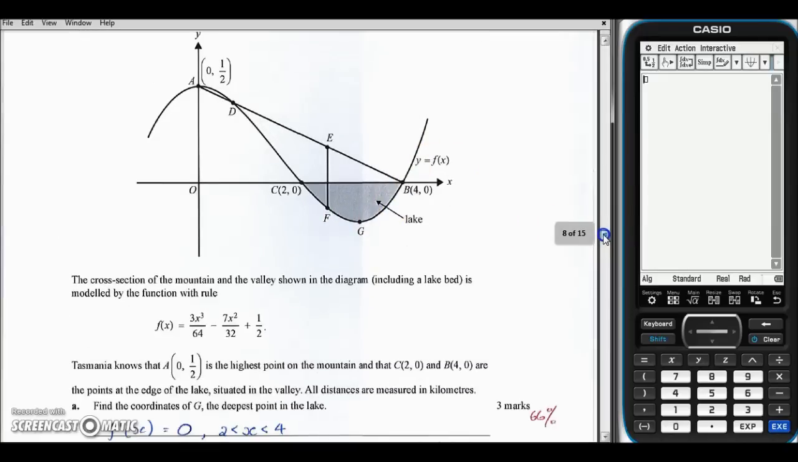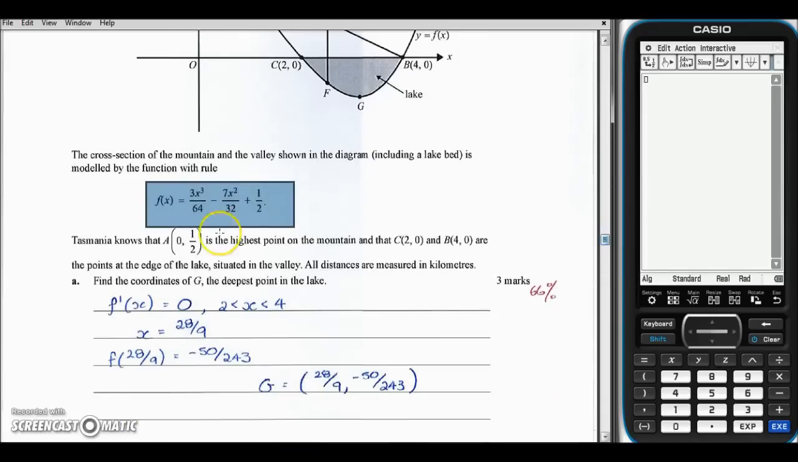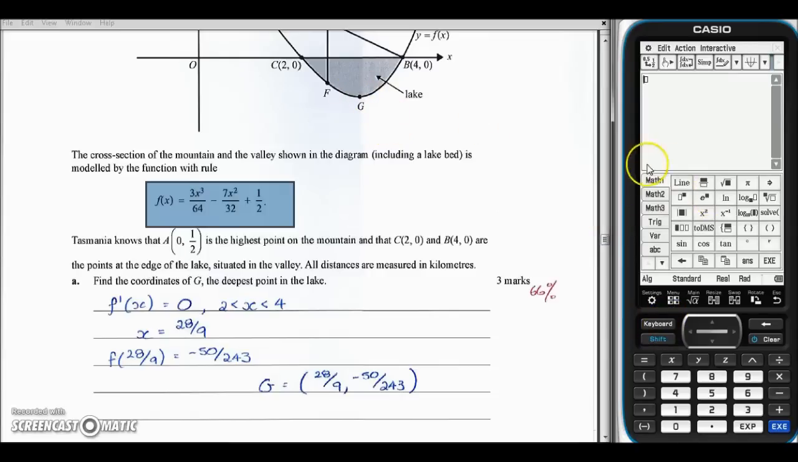and a lake bed. So the cross section of the mountain is given by that rule there, and we're told that (0, 1/2) is the highest point on the mountain, and we've been told the x-intercepts, which is the edge of the lake. So we want to start off by finding G, which is the deepest point of the lake. So what I'm going to do is define the function this time.